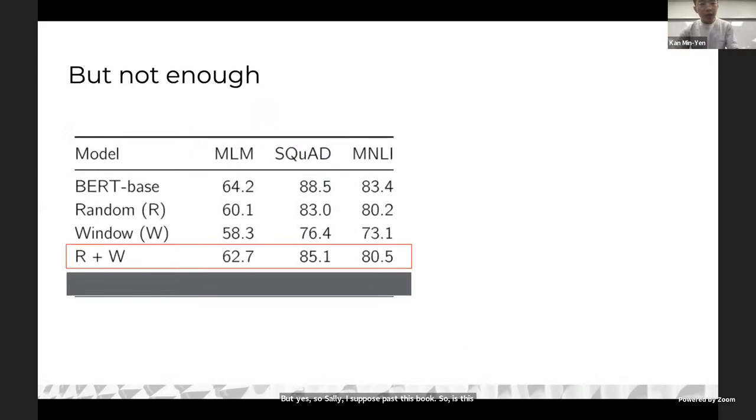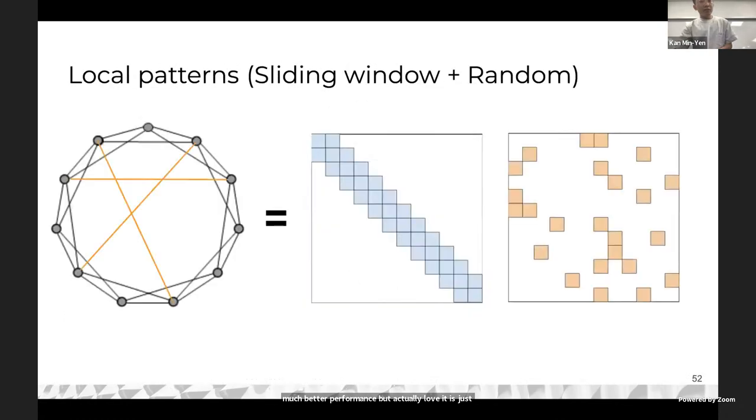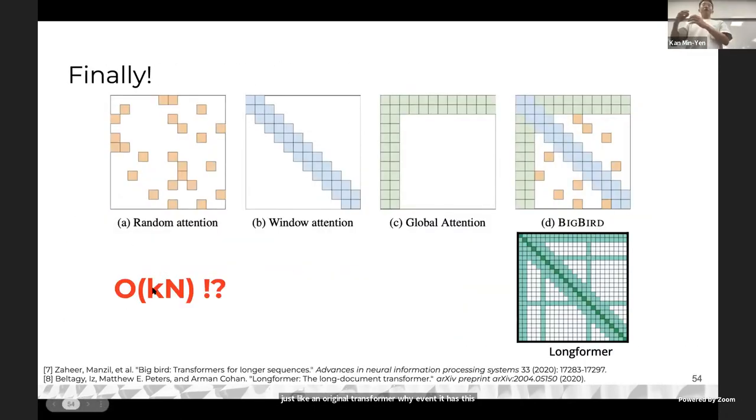Of course not. If you look carefully at the previous slides, even though Big Bird has achieved much better performance, the speed is just like the original transformer. Why? Even though it has O(nk), the k here is not as small as the figures show. The k used in both Big Bird and Longformer is actually 512, so it's not a very small number. But we need to admit that both Big Bird and Longformer make the transformer model handle much longer context. They can take 4,000 tokens as input, but these two models generally did not speed up.